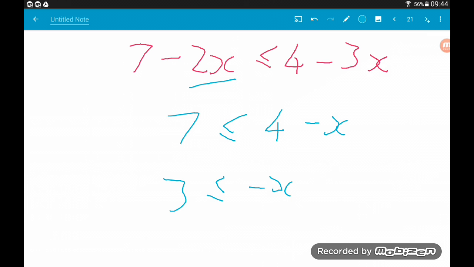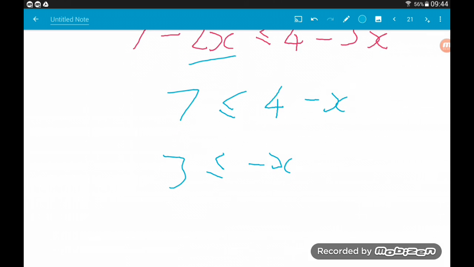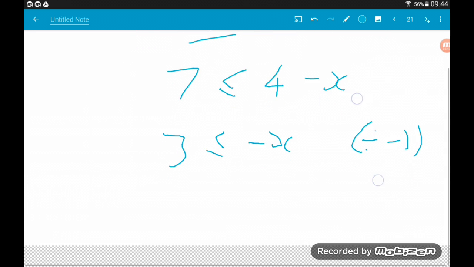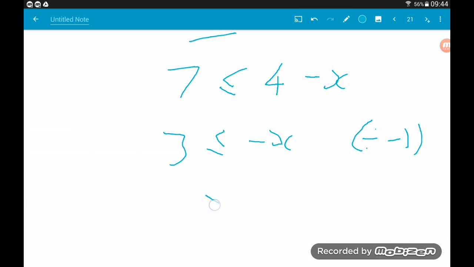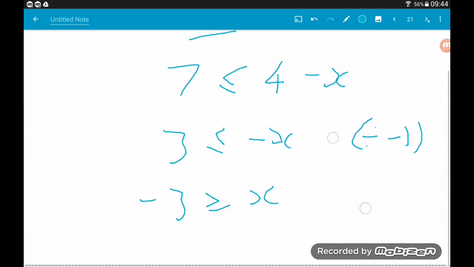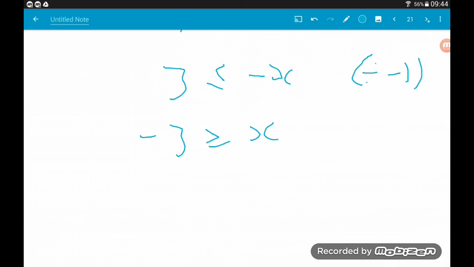So minus x is saying minus 1x. So we're now dividing by minus 1. So the sign is going to change direction. 3 divided by minus 1 is minus 3. So we get minus 3 is greater than or equal to x, or x is less than or equal to minus 3, and in set notation, x is such that x is less than or equal to minus 3. Good times.